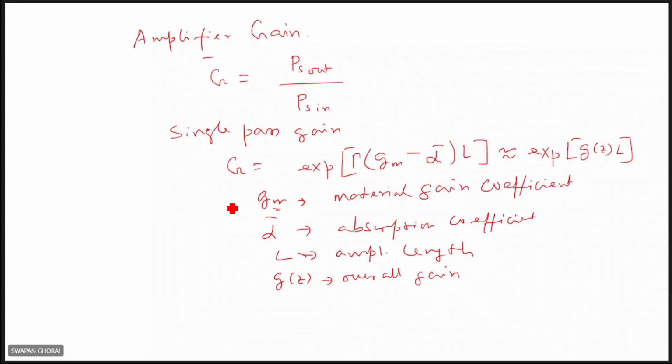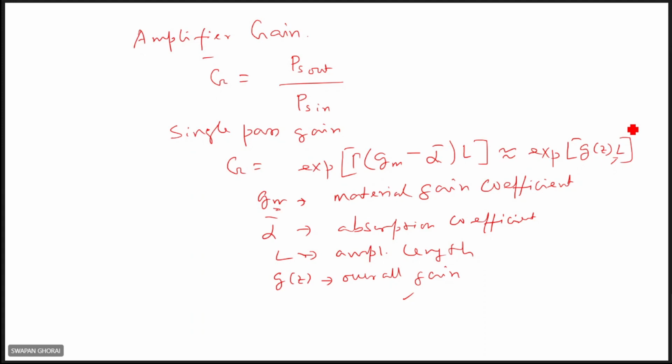But not only the gain, some absorption and scattering will always be there. So that factor is included here. So it is gamma times the constant factor times GM minus alpha bar times L. Single pass, only one L is considered. So that is exponential of G_Z times L. Right. So that G_Z is the overall gain. So it seems the gain will increase with the length of the amplifier.